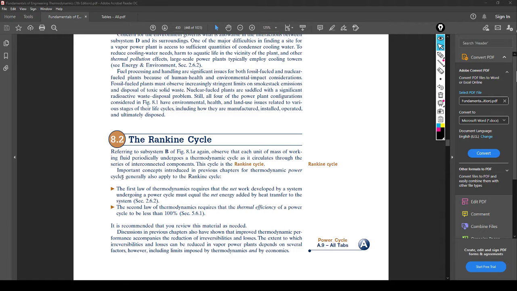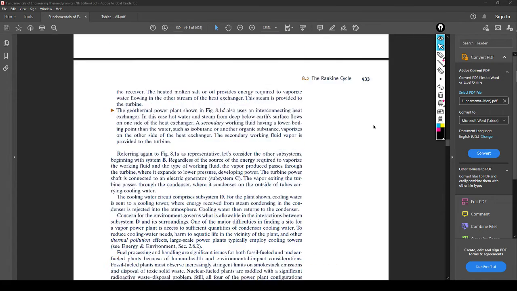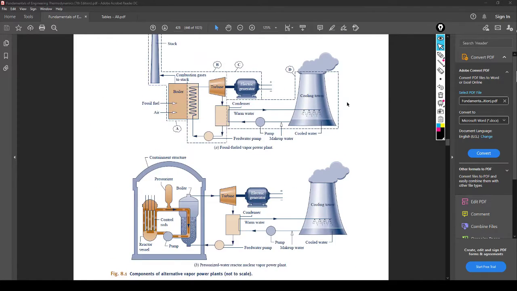It says, the first law of thermodynamics requires that the net work developed by a system undergoing a power cycle must equal the net energy added by heat transfer to the system. The second law of thermodynamics requires that the thermal efficiency of a power cycle be less than 100%. True. All true. Right? So I'm going to go back up to that picture. This is what they are talking about right here.